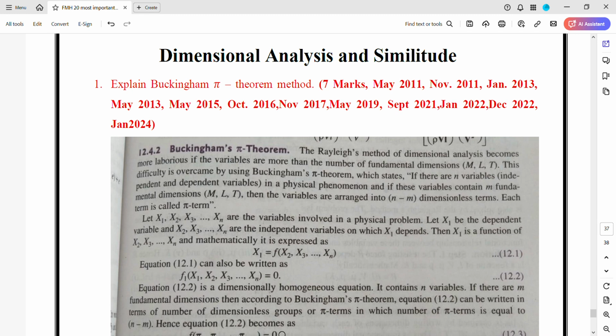in a physical phenomenon, and if these variables contain m fundamental dimensions, we know the MLT system, then the variables are arranged in n minus m dimensionless numbers. Each term is called a pi term. Let x1, x2, x3 and xn be the variables involved in a physical problem.